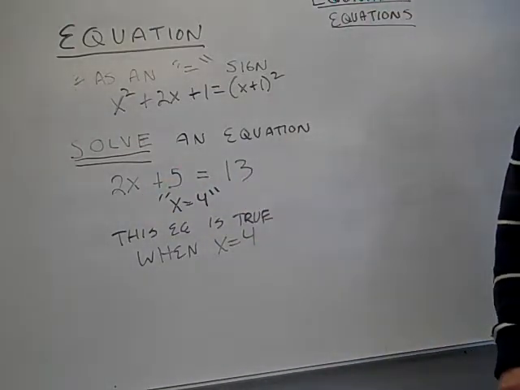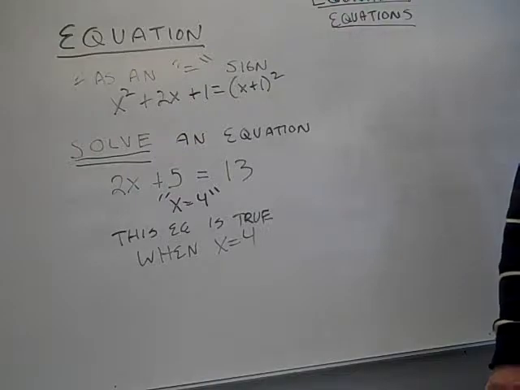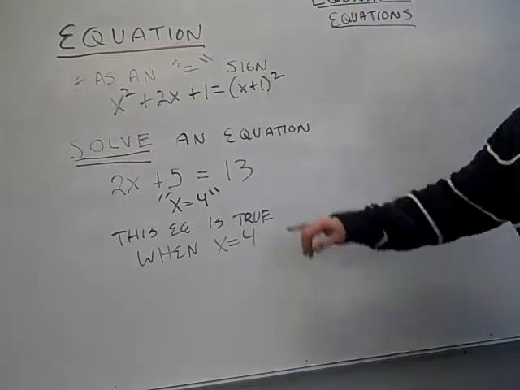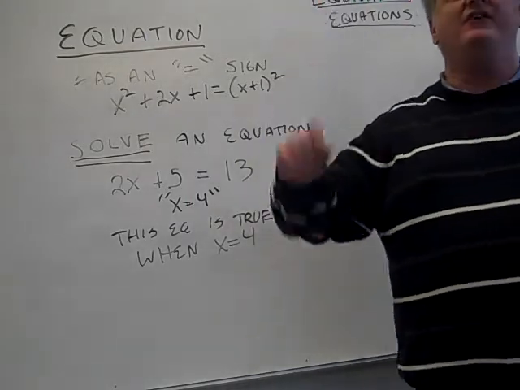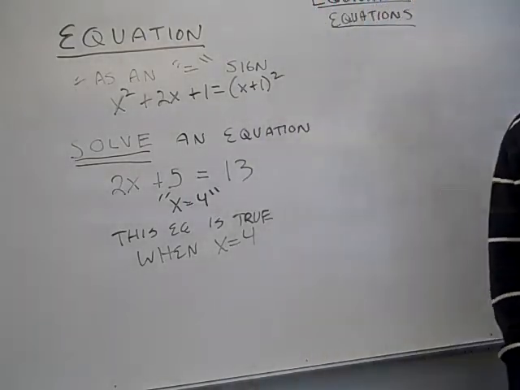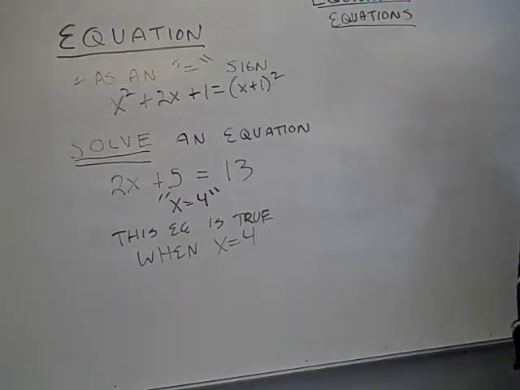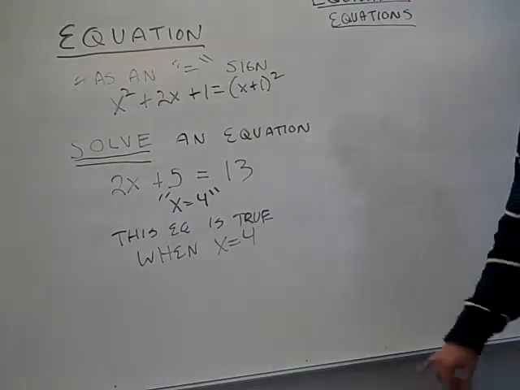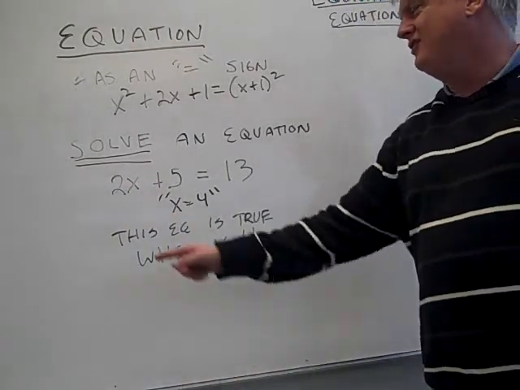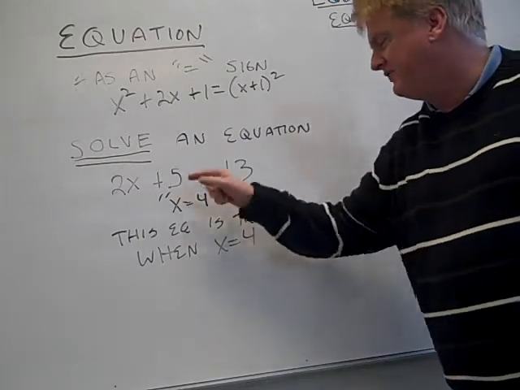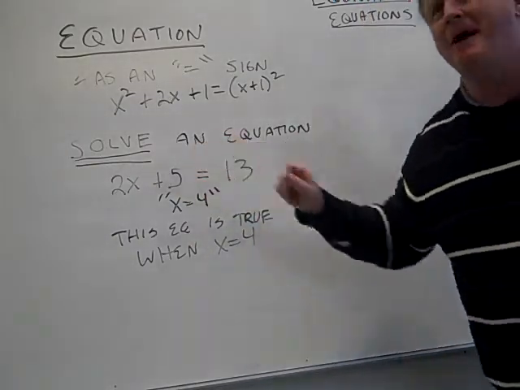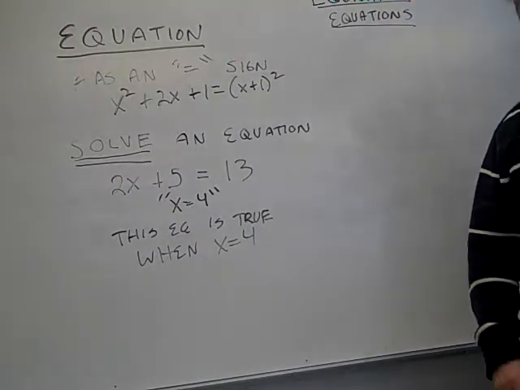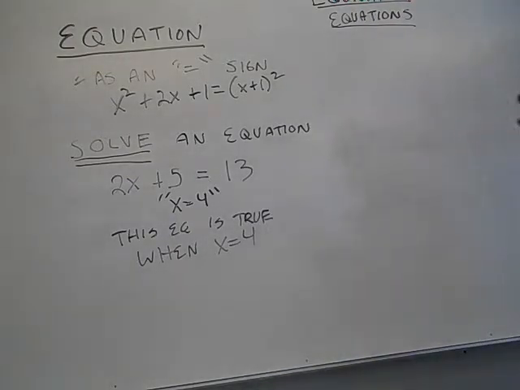But the bottom line is this. We're trying to find a value of x that makes this equation true. That's what the expression solve an equation means. So it's not just get the answer, it's find the value of x that makes this true. When we substitute 4 in for x, you get 2 times 4 equals 8, plus 5 equals 13. You've got a balanced equation and a true statement. So that's what solving an equation means.